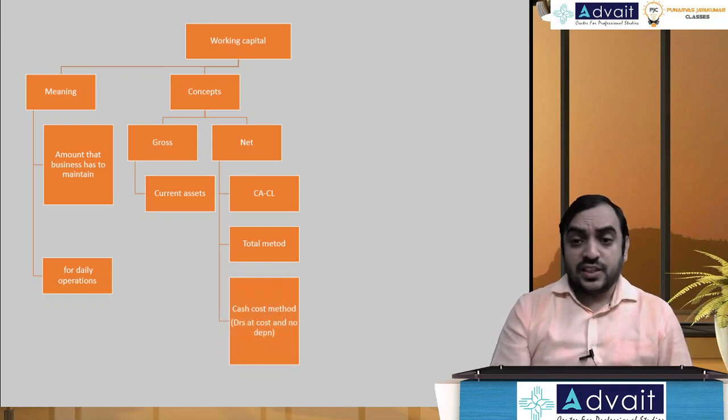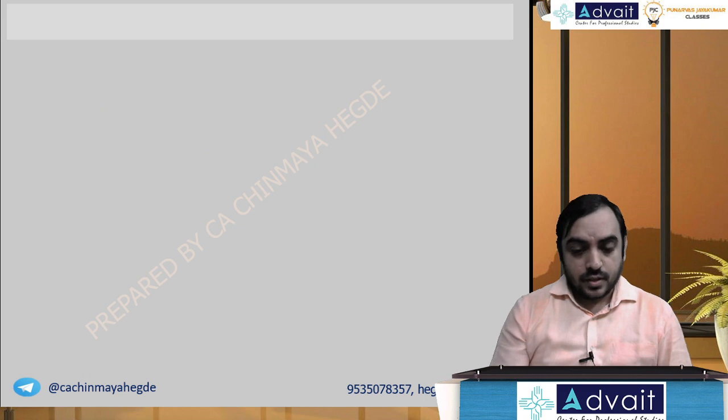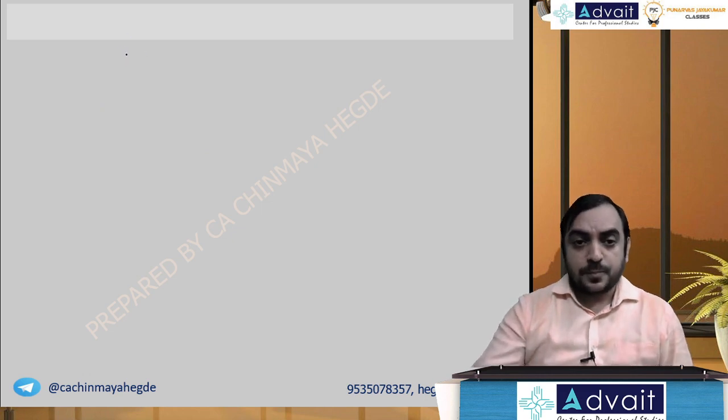We have two methods here. One is total or balance sheet method. Other is cash cost method. I'll come to that. Let me talk about the working capital cycle here a little bit. That one concept you have to understand. Then we can go further. Working capital cycle.